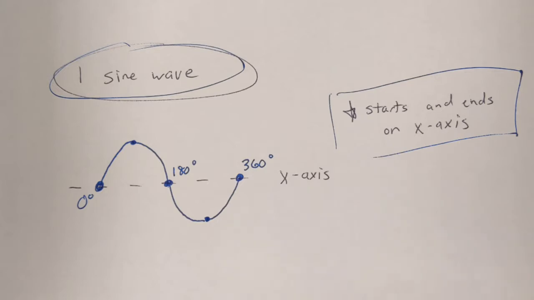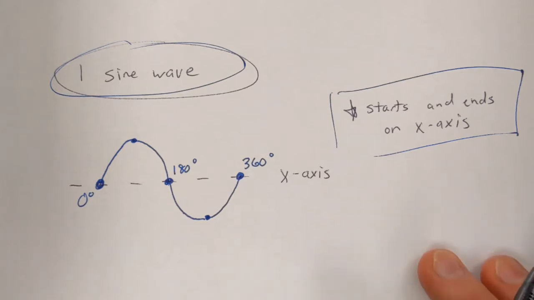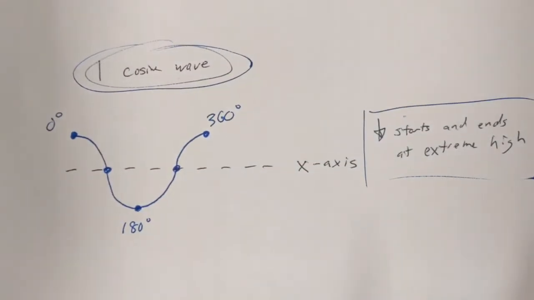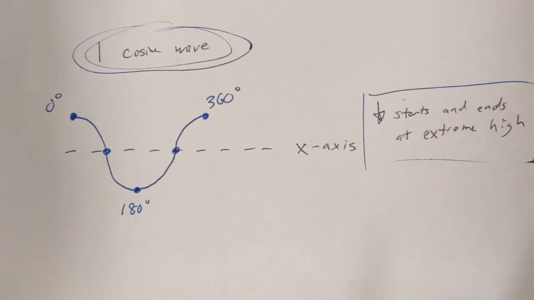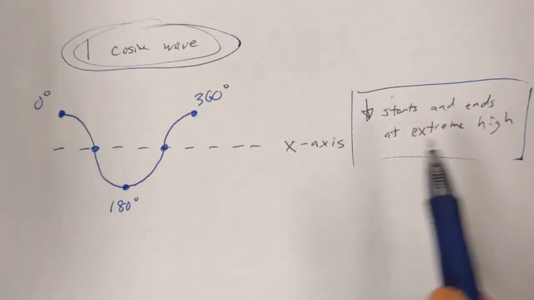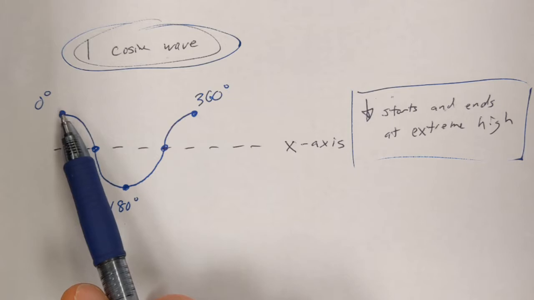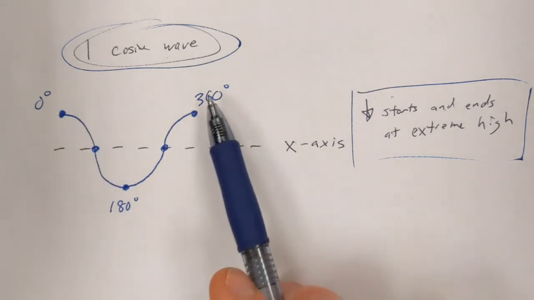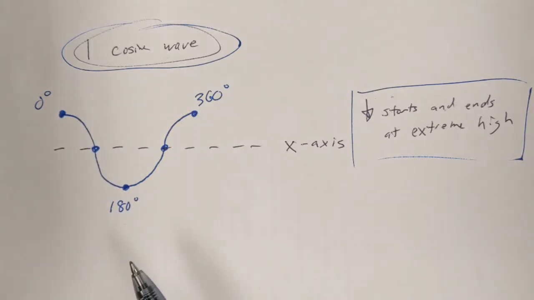And then likewise, I'm going to switch this down to the cosine wave. I would pause here, copy this down in your notes. One cosine wave, cosine starts and ends at its extreme high. So cosine starts up high, it goes through one cycle, and it ends up high as well.